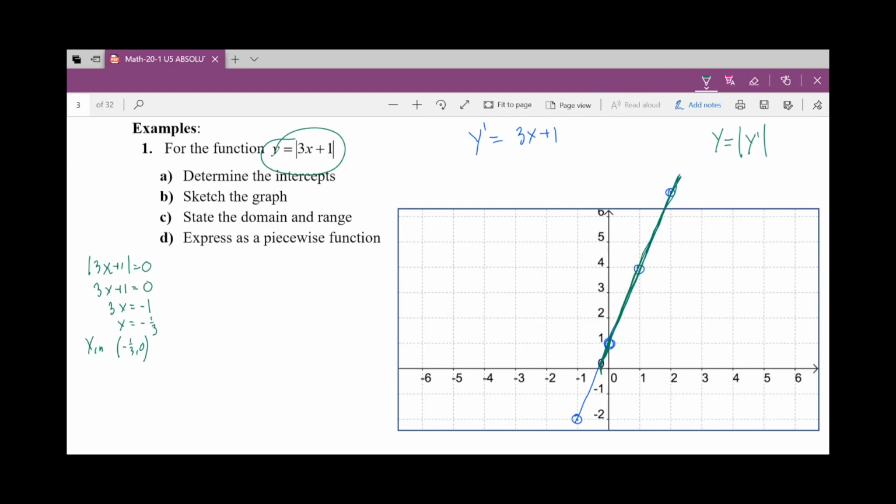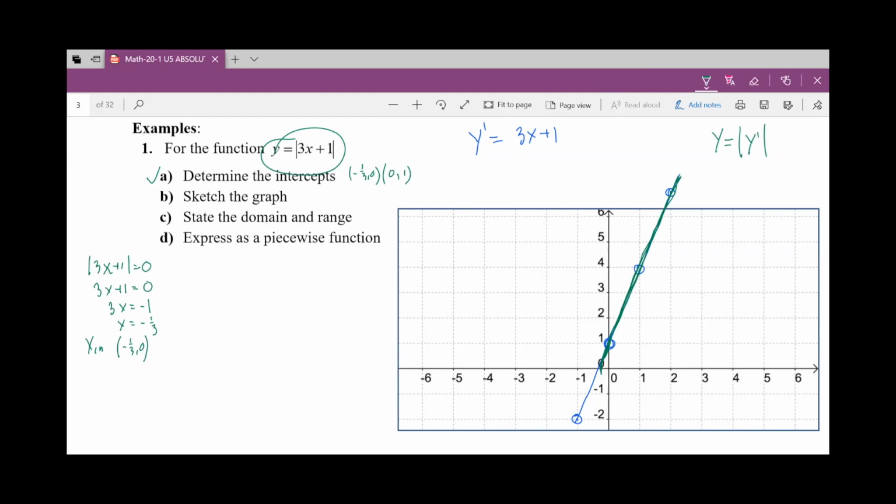And if we start checking off what we want to do here, well, it says determine the intercepts. So the x-intercept is at negative 1/3, 0. And the y-intercept is going to be at 0, 1. So we've done that. Good. Done. Sketch the graph. Well, I think that's probably what we're going to do next. To sketch the graph, you're going to have to figure out where the tipping point is. At what point does the vertex of the V come? And that's why determining the x-intercept was really important.